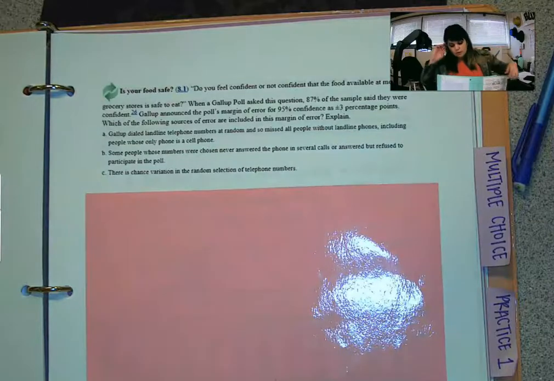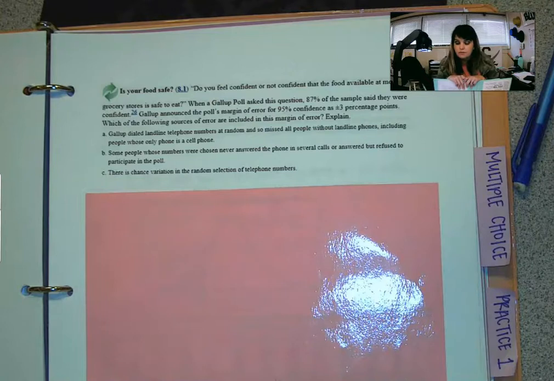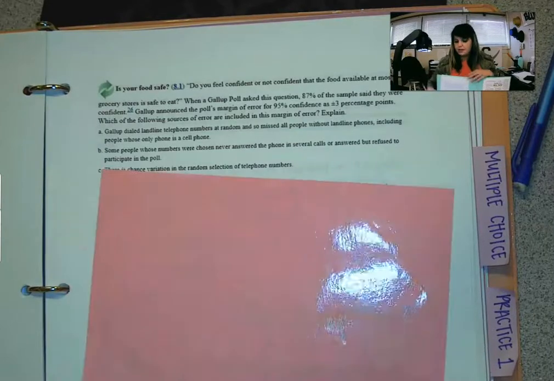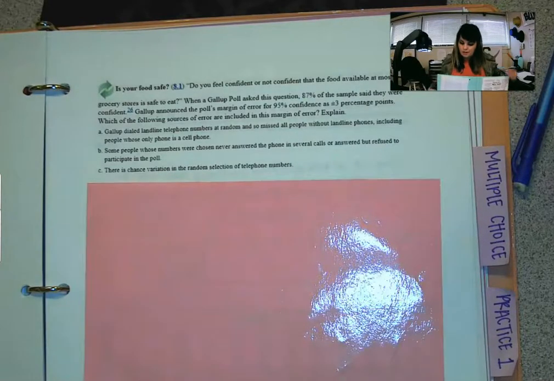These are the solutions to the last 10 pages of the free response problems, the green pages in your review packet. So the very first one on page 21, is your food safe? It wants you to explain if the sources of error are included in the margin of error.